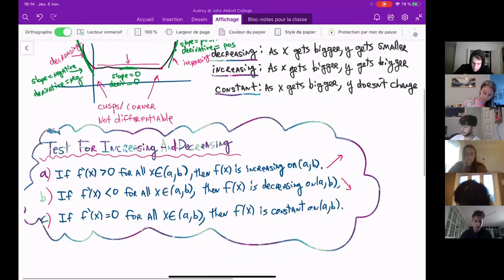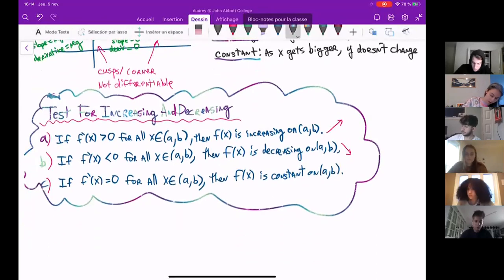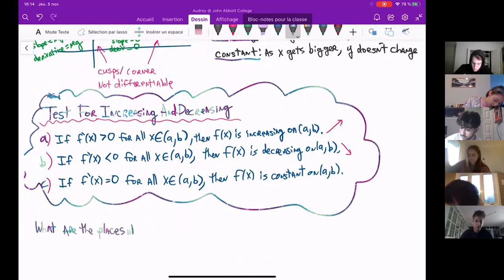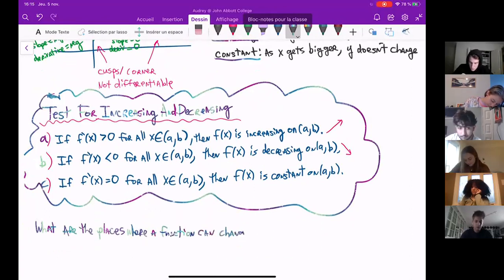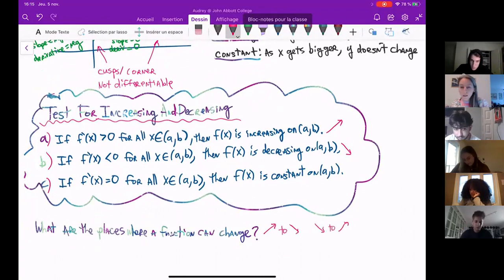So, in other words, what are the places where a function can change? And so we're saying like increasing to decreasing, or decreasing to increasing, or increasing to constant, or constant to decreasing. So where are the places that a change can occur?